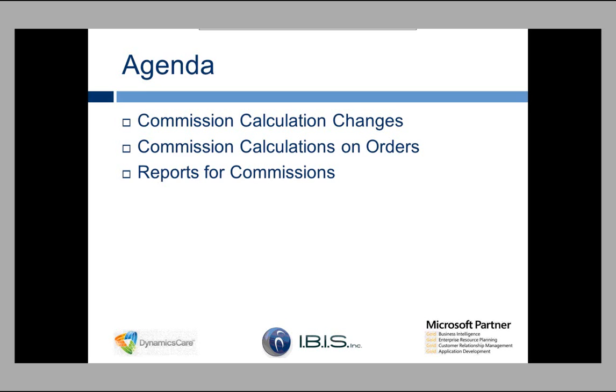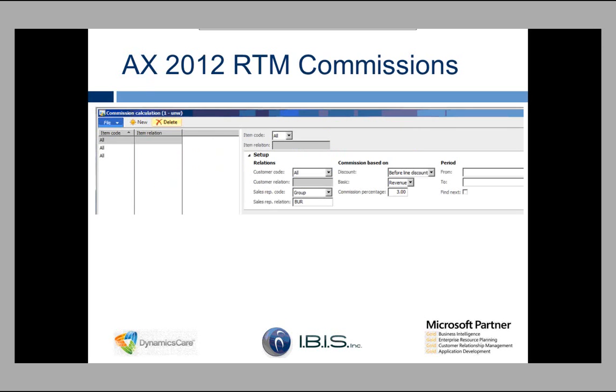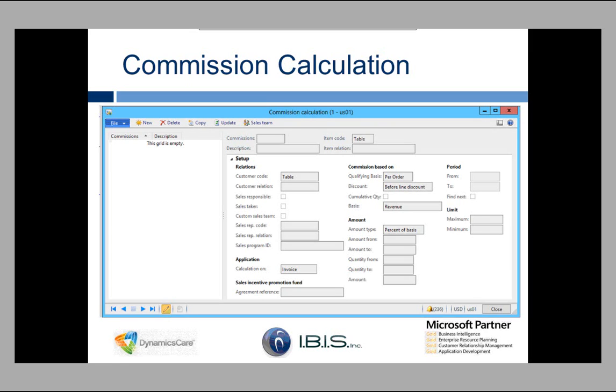So to give a quick background, this is what the old form in AX 2012 looks like. This is RTM, not R2. Just to give you an idea, there were only 10 fields on here, very minimal options when it came to setting up a commission structure. We updated that old form and added a bunch of new options to give your company flexibility in matching your current commission structure to AX, to hopefully simplify and make your life a little bit easier.